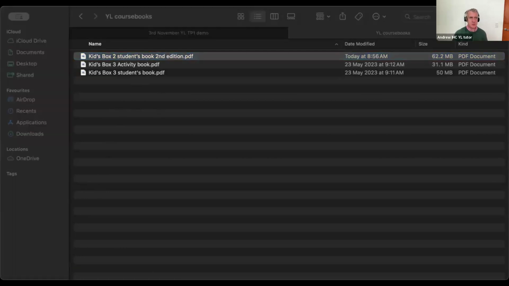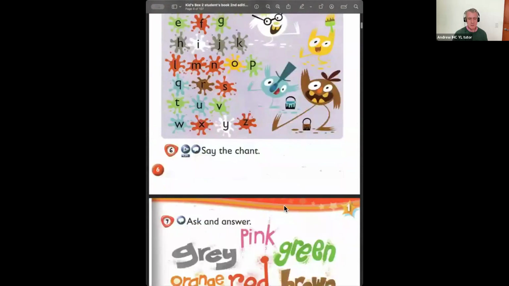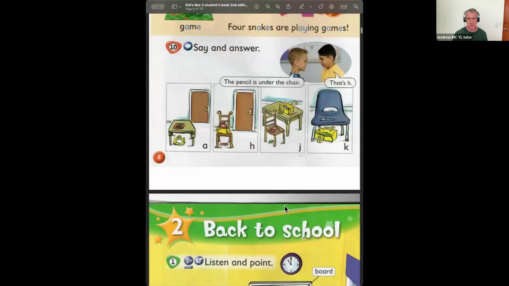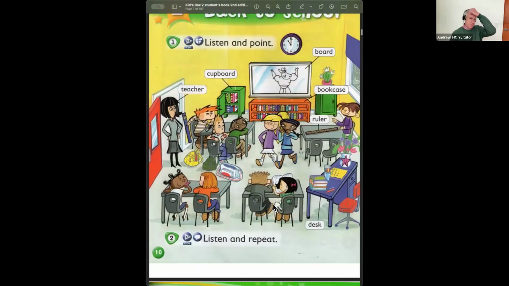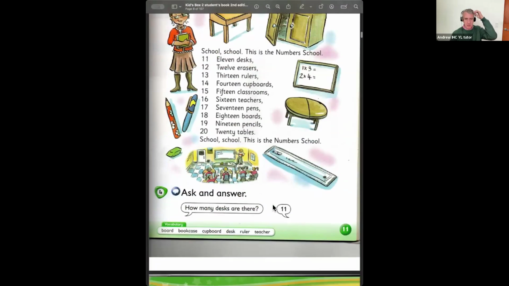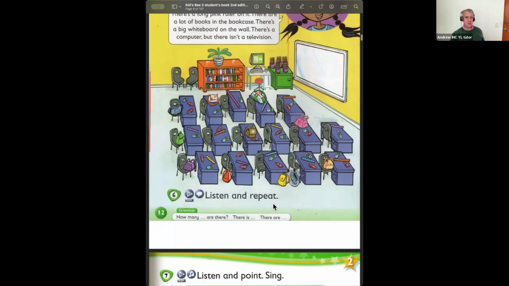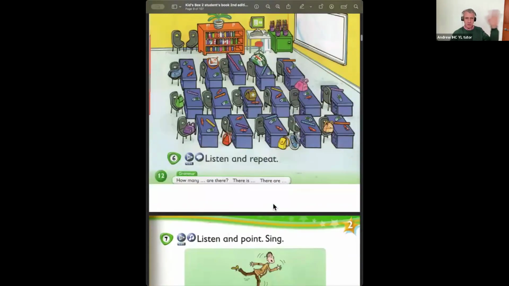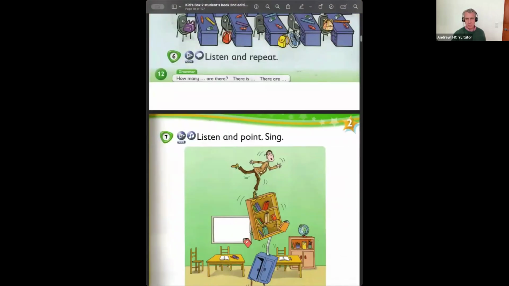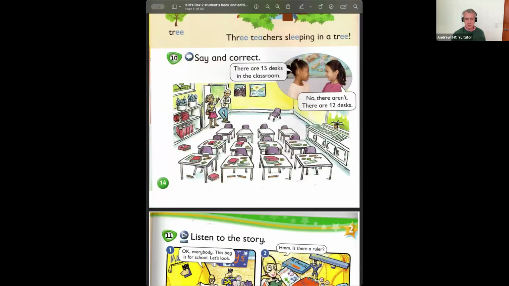Kids Box 2. Nice, colourful materials. It's a very well-designed series, and there's lots of material to go with it for supplementary activities. So that's why it's chosen. Also, it's used pretty much all around the world because it's produced by Cambridge. So it's a pretty good choice, I think.